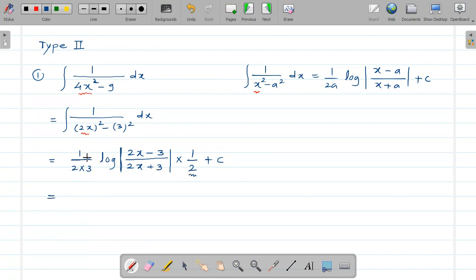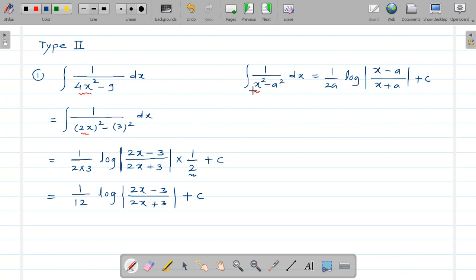So totally what will you get? This 1 by 2 can be written here. So 1 by 2 into 2 into 3. So we will get 1 upon 12 log of modulus of 2x minus 3 upon 2x plus 3 plus integration constant. So always remember, if there is a coefficient of x square given to you, then just write it as 2x bracket square, then apply the result, and after applying the result you have to divide by the derivative of 2x.